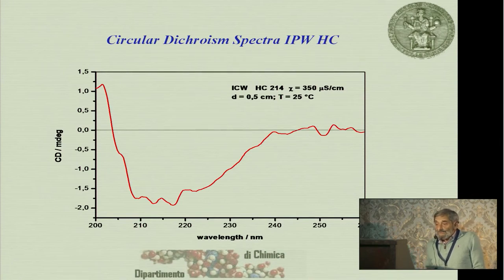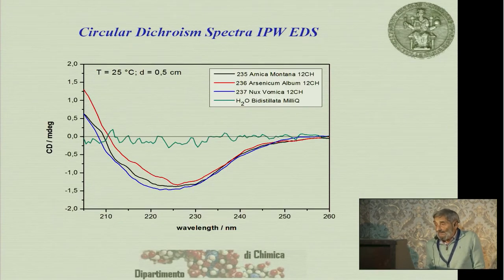This slide shows the circular dichroism spectra of a liquid obtained using hydrophilic cotton, cellulose, as perturbing polymer. Also in this case, we found a secondary structure that simulates that of a beta sheet. Compared to the previous spectra, the intensity is lower, but the wavelength of the minimum is the same, 215 nanometers.